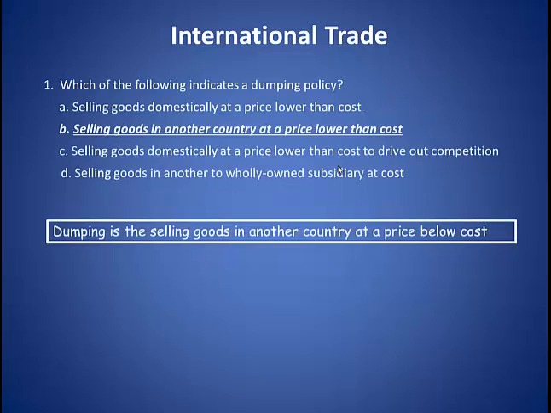Okay, the answer for number 1. Which of the following indicates a dumping policy? The answer would be B, selling goods in another country at a price lower than cost. And again, I bring back the definition of dumping: the selling of goods in another country at a price below cost.